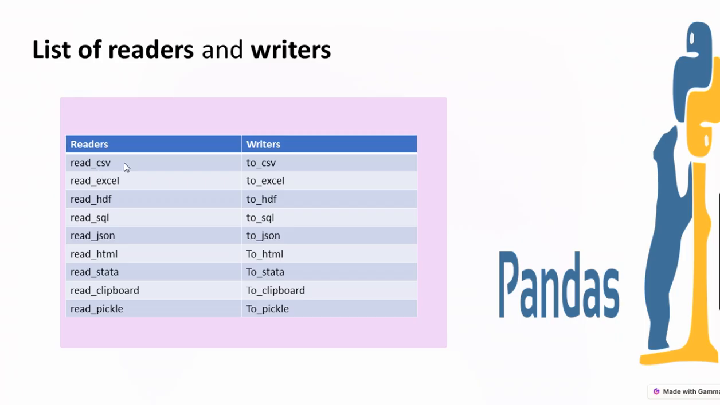read_csv is for reading the data from a CSV file, CSV meaning comma separated value file. For the writer, if you want to write the data or create a CSV file, then we use the to_csv function. Similarly, we can read and write data from an Excel file. We will also be dealing with JSON, XML and HTML, as well as pickle. These are actually part of our syllabus: CSV, Excel, JSON, HTML, XML and pickle.